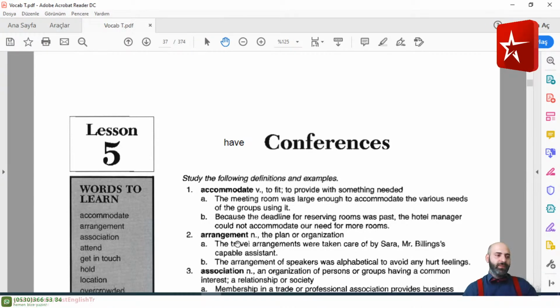Arrange is the verb of the same word, and it means the plan or organization. It has the same meaning as a verb or as a noun, doesn't matter. Also, we can use a prefix. Do you remember a prefix is something that we add to the word in front? We can use the prefix re, and we can make it rearrange or rearrangement. If we add the prefix re, it means to do something again. So rearrangement will be to arrange something again.